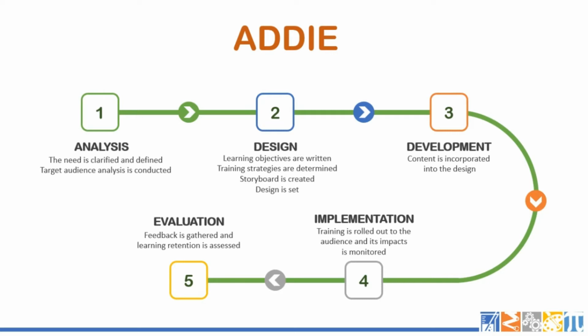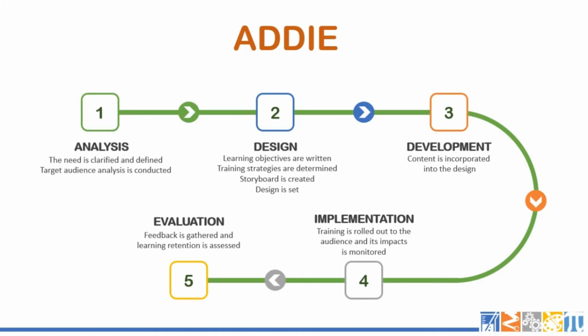The second step is design. The goal of this step is to formulate the learning objectives. Learning objectives or outcomes should be based on A, B, C, D. The first one A is audience, the second one B is behavior, the third one C is condition, and the last one D is degree. The third step of ADDIE is development.